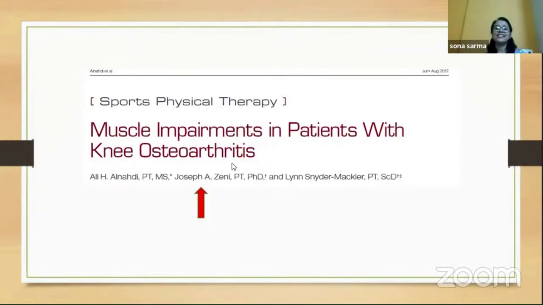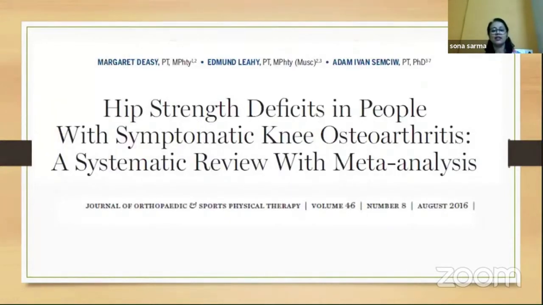I just included this slide because we have our panelist who is the second author of this paper, but most of the studies which have been considered in this are already there in the meta-analysis that I'm going to talk on. So let's move on to that. This is a paper from JOSPT published in August 2016, and it was a systematic review with meta-analysis.